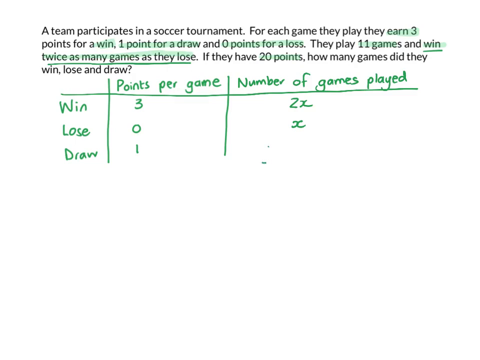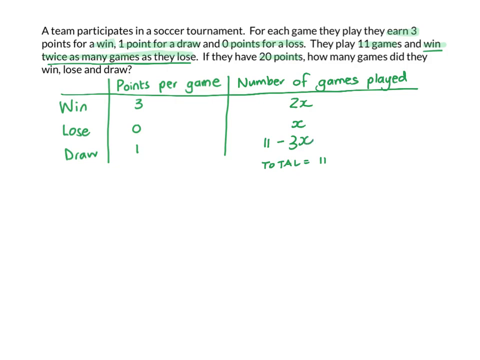Now, how many games do they draw? I know that in total they play 11 games. So that means the number of games that they draw will be 11 minus 2x minus 1x, which is 11 minus 3x.